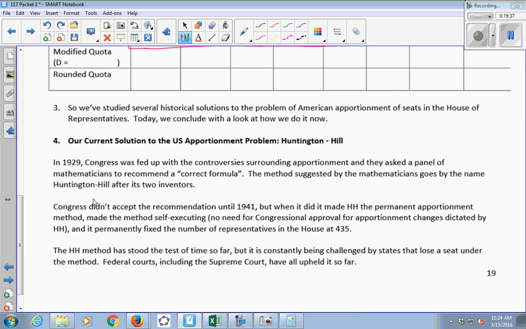Okay, so we've studied several historical solutions, 4 actually, proposed by 4 important historical figures in American history. But we're going to conclude with a look at how we do it today. Okay, so this is the Huntington Hill method, and it is the current method we use to apportion the House of Representatives. Also, it's the exact same method that we use to figure out how many electoral votes each state gets in a presidential election.